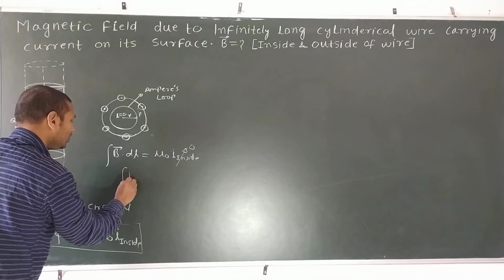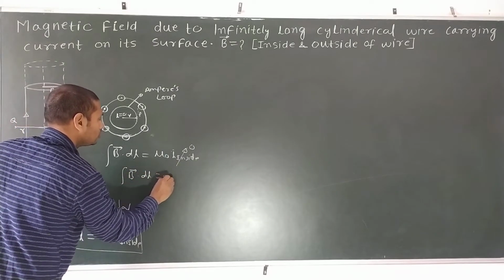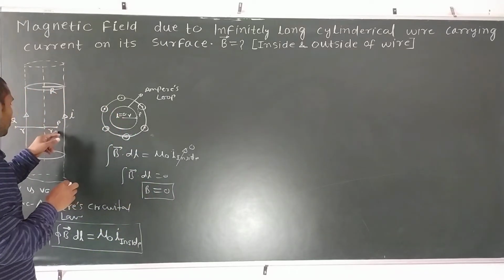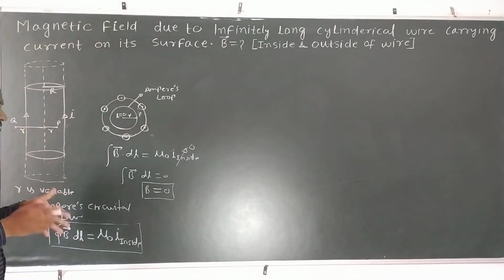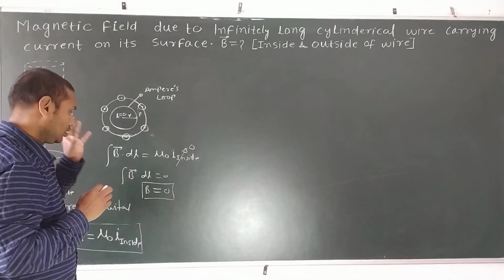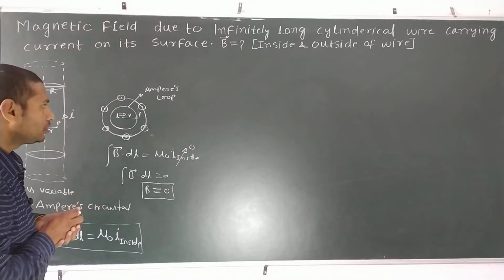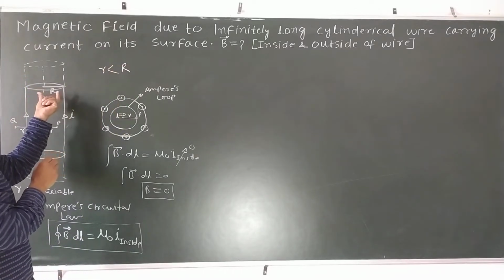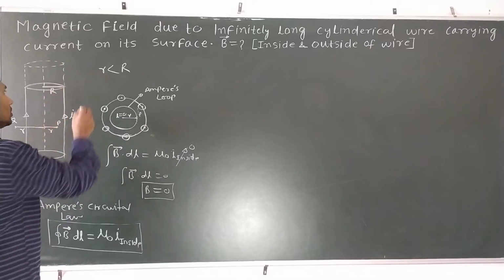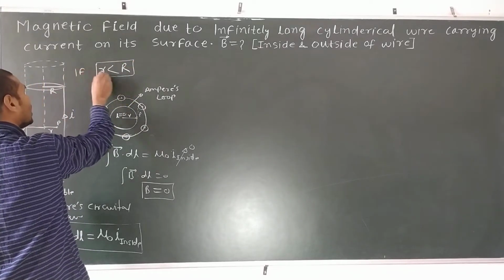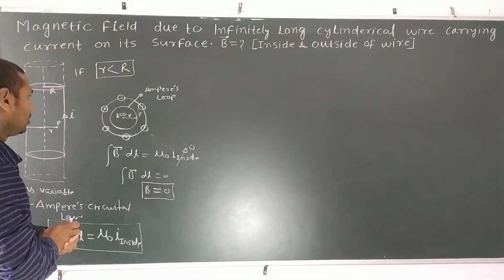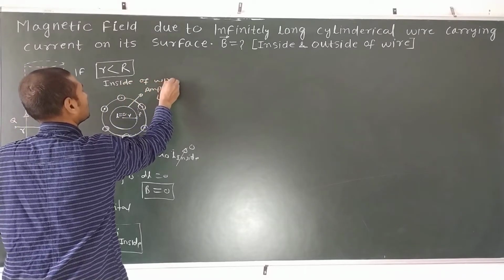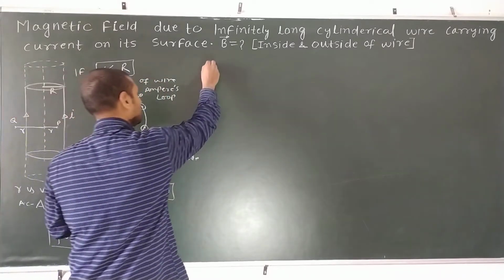So B dot dl equal to 0, and we get B equal to 0. The magnetic field at the inner point, inside of the wire, is 0 at a distance r. What about the magnetic field outside? Here small r is less than capital R, the radius of the wire. If r is less than R, then the magnetic field will be 0, that is inside of the wire. But what about the outside of the wire?